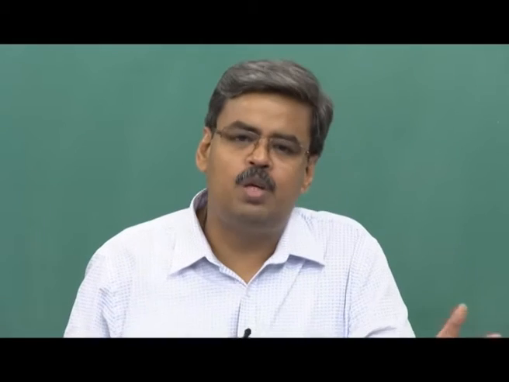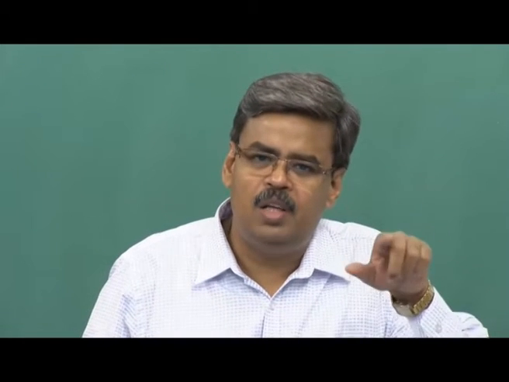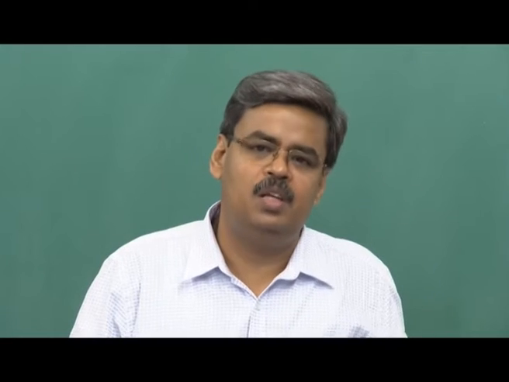Usually you will find that people compute correlation, a direct correlation between the independent and the dependent variable. On the screen you will find the independent variable written as IV, and the dependent variable written as DV. You would also find some variables which highly influence the relationship between the independent and the dependent variable.